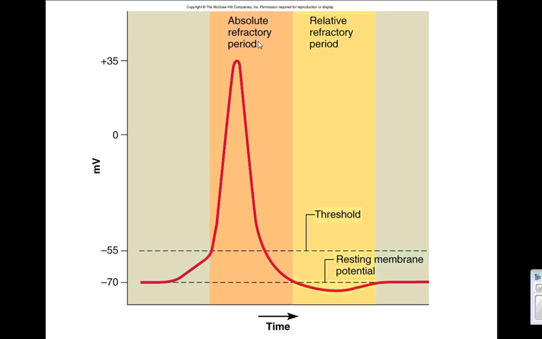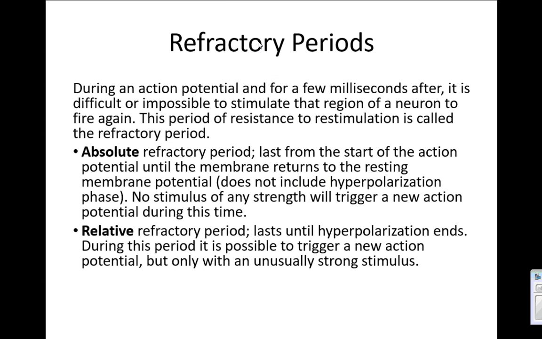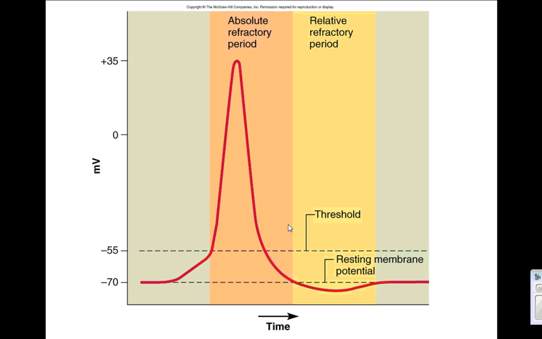I always tell students to remember during the absolute refractory period, you cannot create an action potential again. It's absolutely impossible. No stimulus of any strength will trigger an action potential during this time. Relative, it is possible, but only with an unusually strong stimulus. So it's like when we hit the ground, if you're really good, you can jump again. But for most people, you've got to catch yourself. Okay? Regain your balance and jump again.